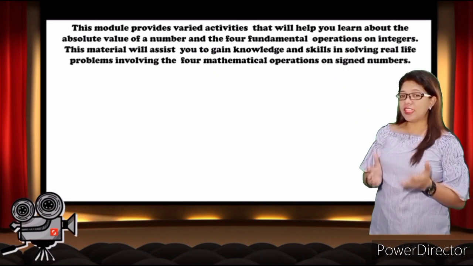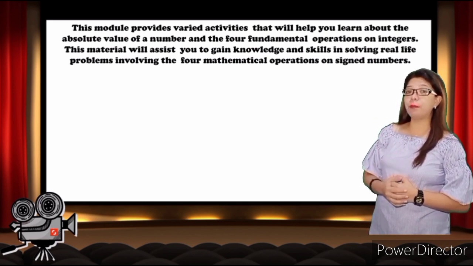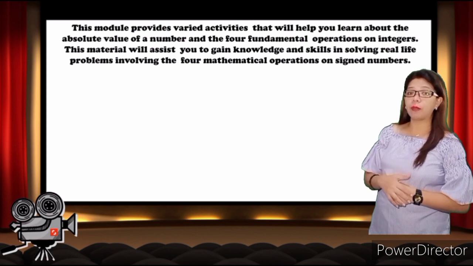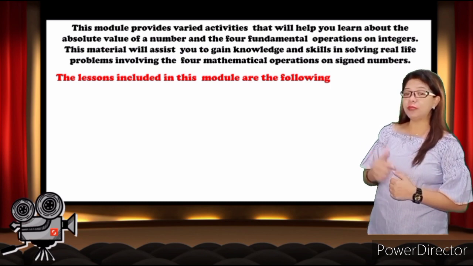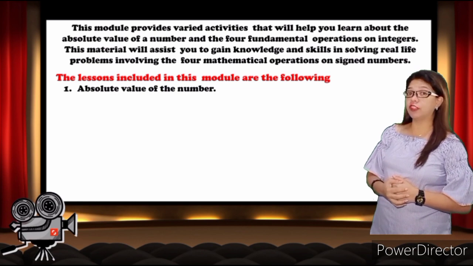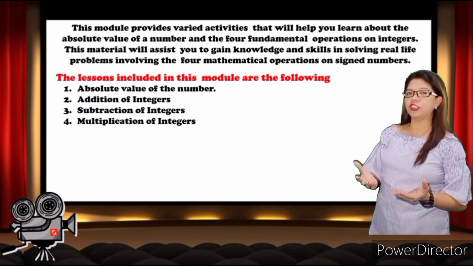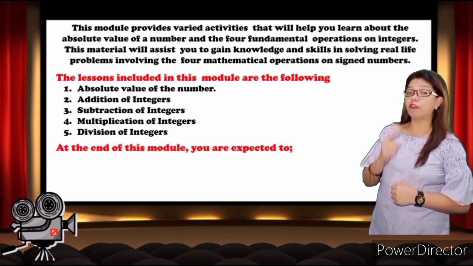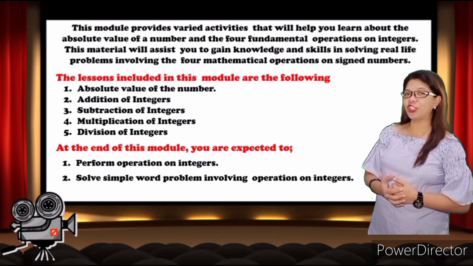What I need to know. This module provides varied activities that will help you learn more about the absolute value of a number and the 4 fundamental operations on integers. This material will assist you to gain knowledge and skills in solving real-life problems involving the 4 fundamental operations on signed numbers. The lessons included in this module are the following: 1. Absolute value of a number. 2. Addition of integers, subtraction of integers, multiplication of integers, and division of integers. At the end of this module, you are expected to perform operations on integers and solve simple word problems involving operations on integers.